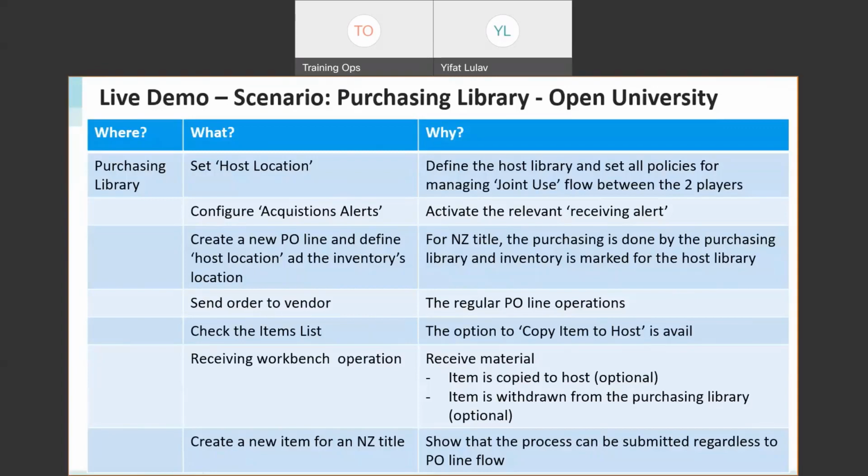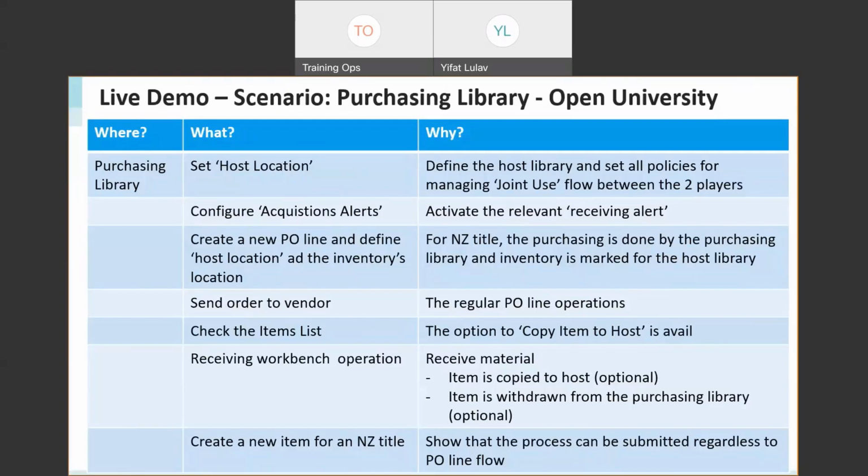Then I will create, from this stage, a new PO line. You will see we have the same fields in the PO line. We have not added new buttons or new fields or a new flow. The regular purchase order flow, including sending the order to the vendor. Still, we are on the purchasing library side. Then I will show you how items look at the purchasing library. We will move to the receiving workbench at the purchasing library and receive the material.